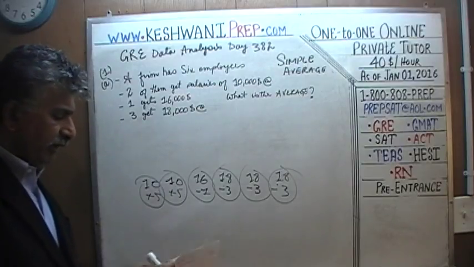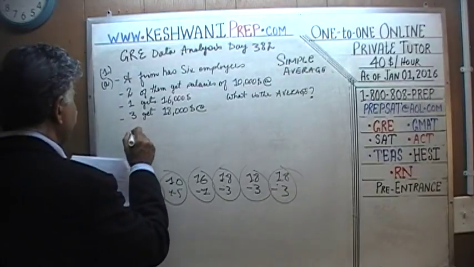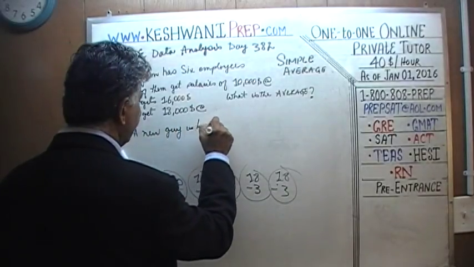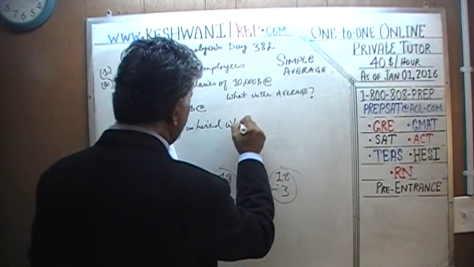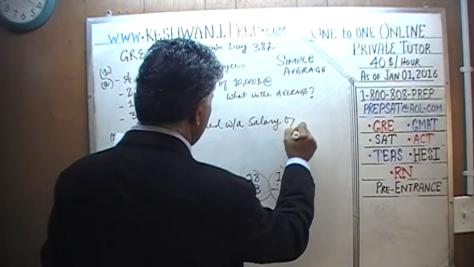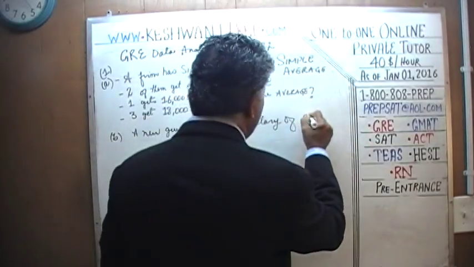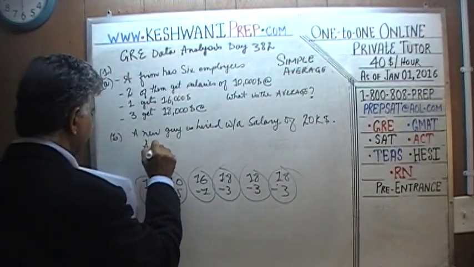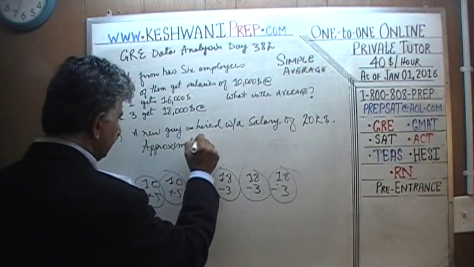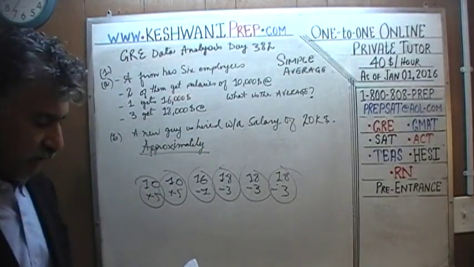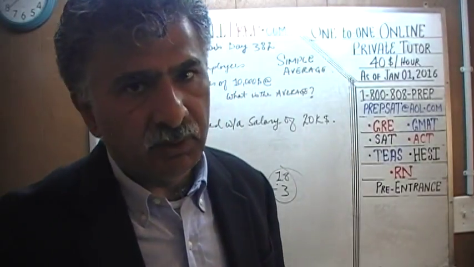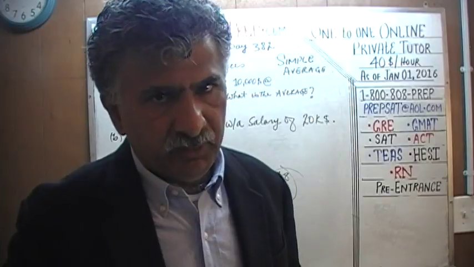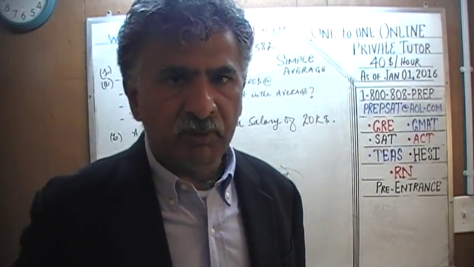In part B, we are told a new guy is hired with a salary of $20,000. Question is, approximately, and that's a very important word here. Whenever they go out of their way to use the word approximately, it's their way of saying, don't spend too much time doing the exact calculation, it's not necessary. Among the 5 answer choices, you're going to pick the one that comes closest to what you get with an approximation, and that's your answer.